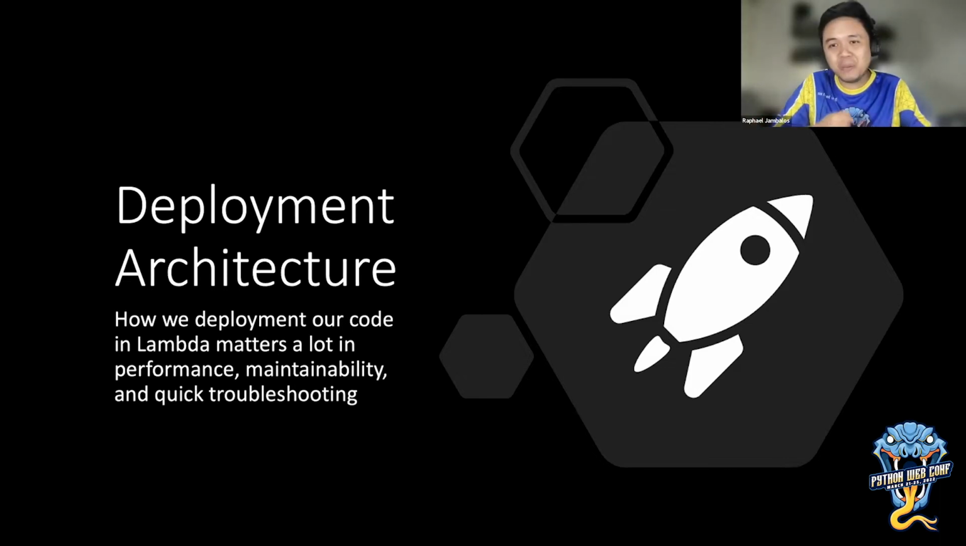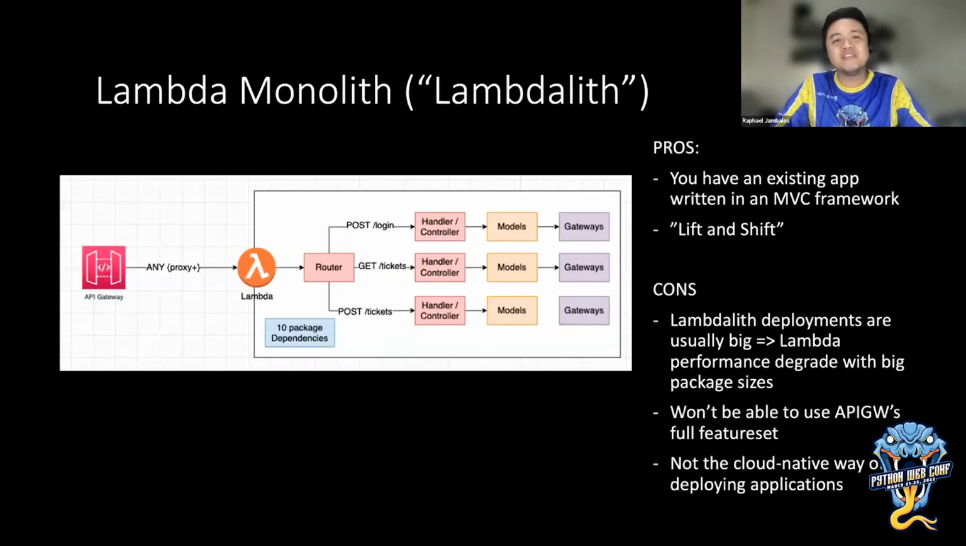So yeah, getting into the meat of the presentation. Next is the deployment architecture. How we deploy our code in Lambda matters a lot in terms of performance and maintainability. So yeah, let's get to it. First is the Lambda monolith, or something called Lambdalith.